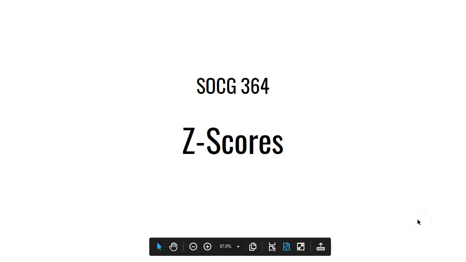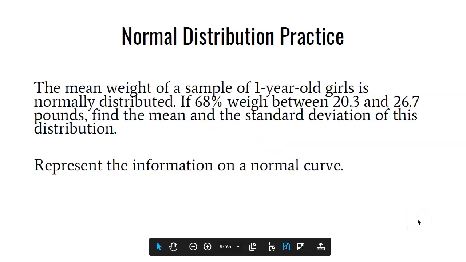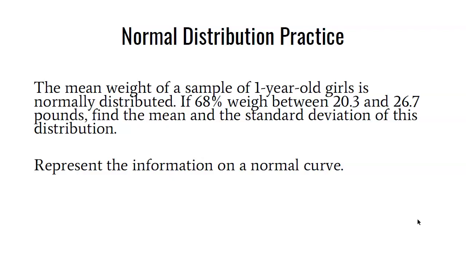Let's talk about z-scores. I actually want you to first start by pausing here just to remind yourself of how to do this. The mean weight of a sample of 1-year-old girls is normally distributed if 68% weigh between 20.3 and 26.7 pounds. Find the mean and the standard deviation of this distribution and represent the information on a normal curve. So pause here and do that, please.